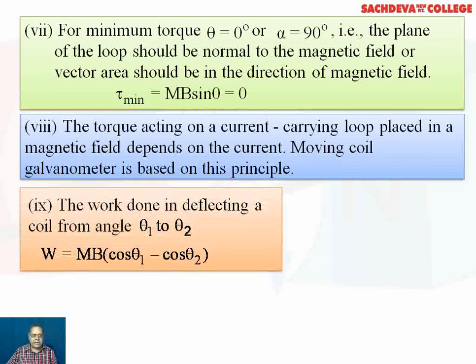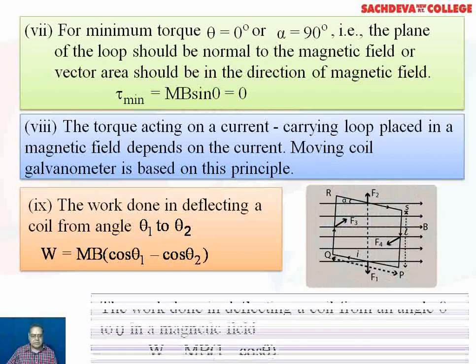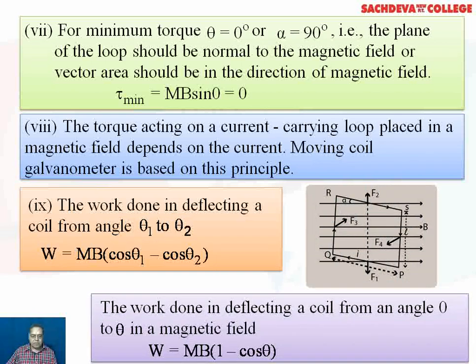The work done in deflecting a coil from angle theta 1 to theta 2 is given by W equal to M B (cos theta 1 minus cos theta 2). Locate the figure. The work done in deflecting a coil from an angle 0 to theta in the magnetic field, W is equal to M B into (1 minus cos theta).